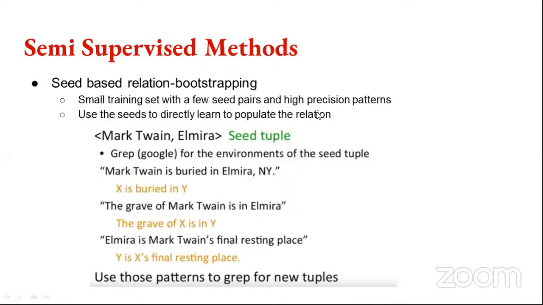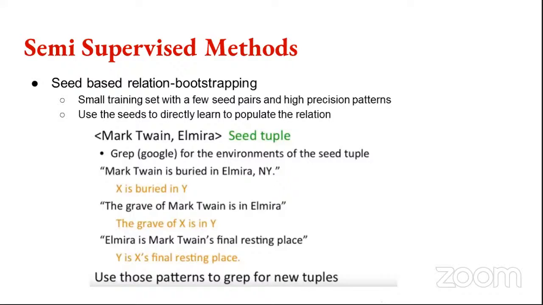So basically here a small training dataset is used, and we have to use a few seed pairs and high precision patterns. These seed pairs have to be used to directly learn to populate the relation. Like Mark Twain, Elmira, this is a seed tuple. Now we can search for this seed tuple in the training data. Suppose in the training data there are several statements like: Mark Twain is buried in Elmira, New York. The grave of Mark Twain is in Elmira. Elmira is Mark Twain's final resting place.